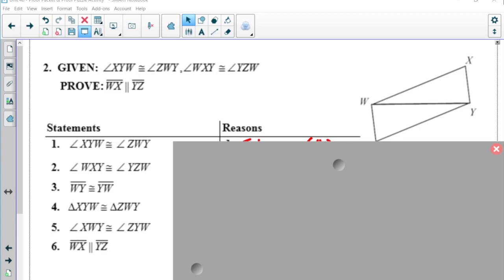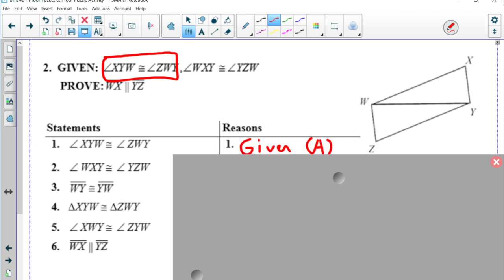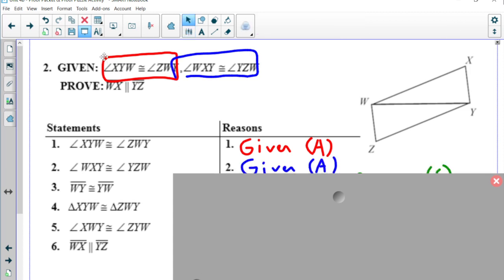Step 1, our reason is going to be, it's taken straight from the what? The given. So our reason is going to be given. Step 2, where did this come from? It's the given again. Copy pasted right from the given. And we don't even have to do anything with it because we have angle this congruent to angle this. And so it's just marking a pair of angles congruent.